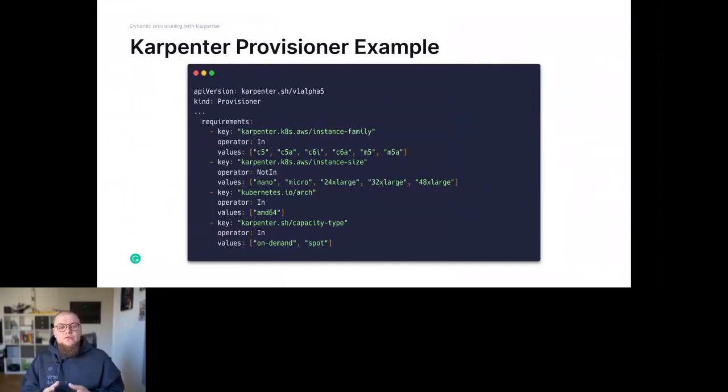Here is an example of Karpenter provisioner configuration. Here, we define instance families, not types, to allow Karpenter to choose from. But we set some limitations. Skip only the smallest and the biggest types. We also set both on-demand and spot purchasing options, so Karpenter could run spot when a user needs that.